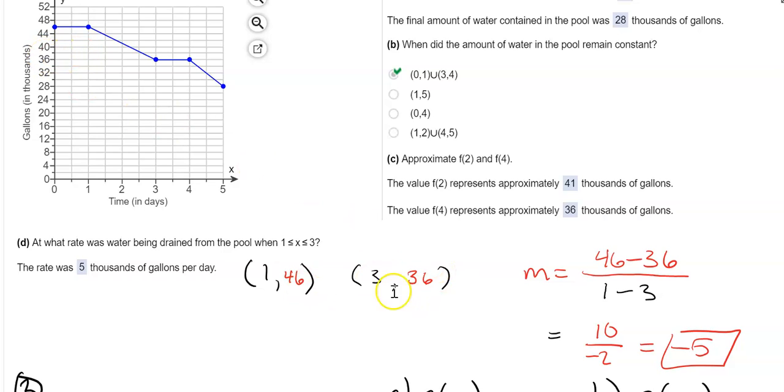Bingo and bank. So I have a point. I subtract my Y's on top, my X is on the bottom. And as you can see, my slope is -5. But since it tells us that we're draining, this is letting us know that it is a negative. So we don't have to put a -5 in there.